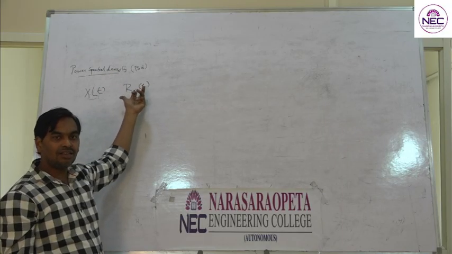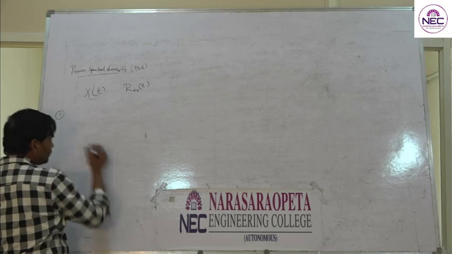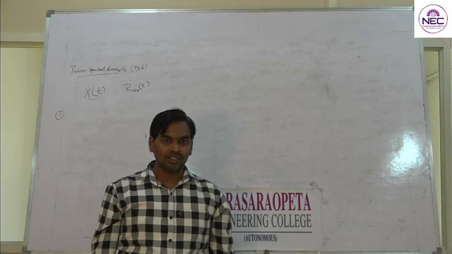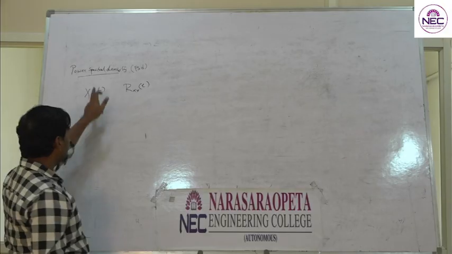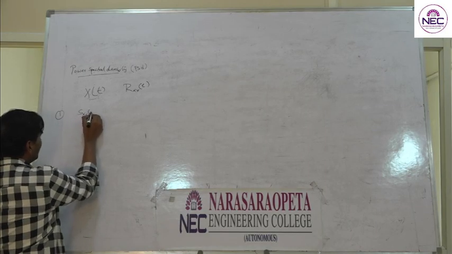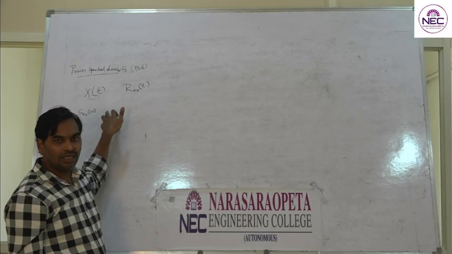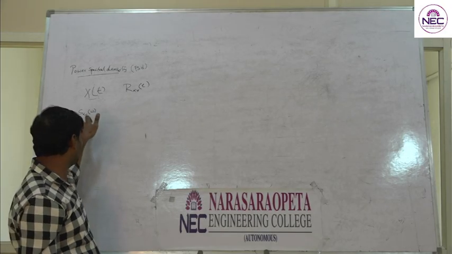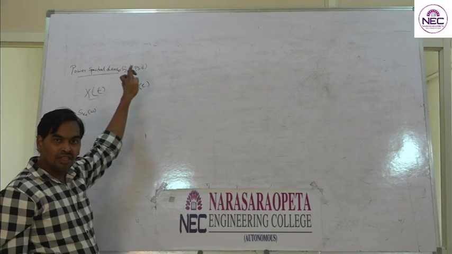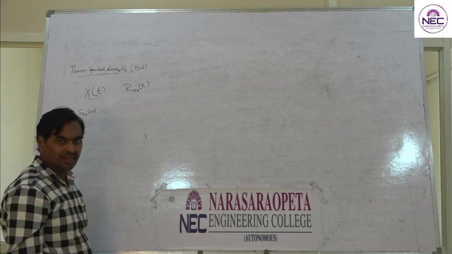Now let us define what is power spectral density. For this we are provided with two definitions. First let us discuss the first definition. The power spectral density can be represented as Sxx of omega. As we have said, it should compulsorily be in the frequency domain, so it should be a function of omega. So Sxx of omega is nothing but the power spectral density notation.